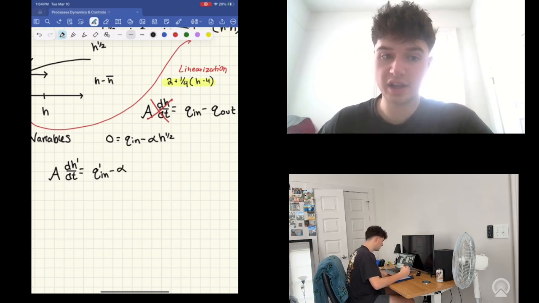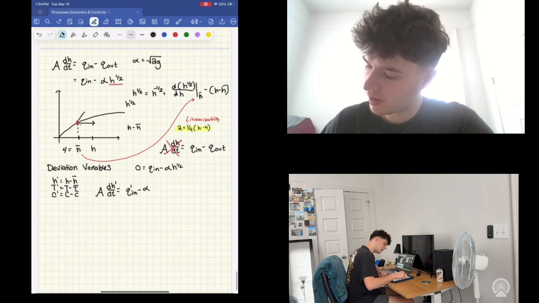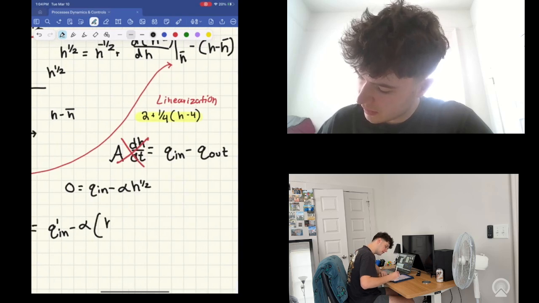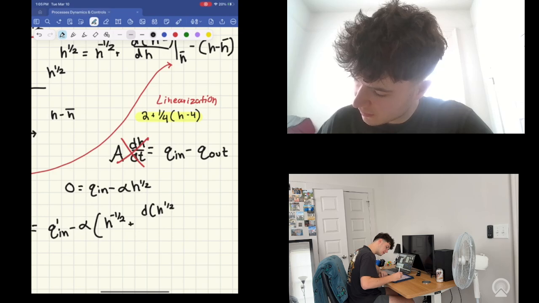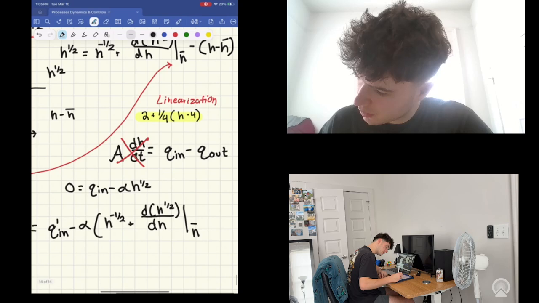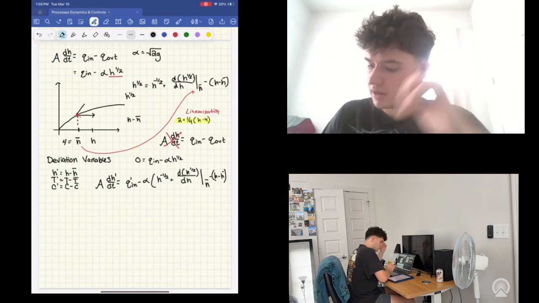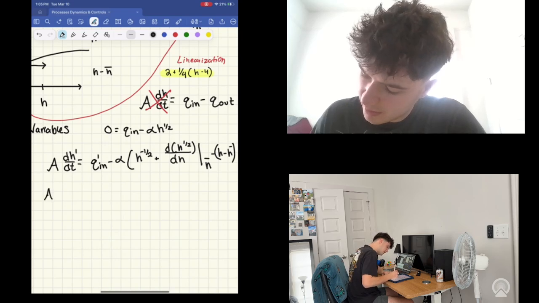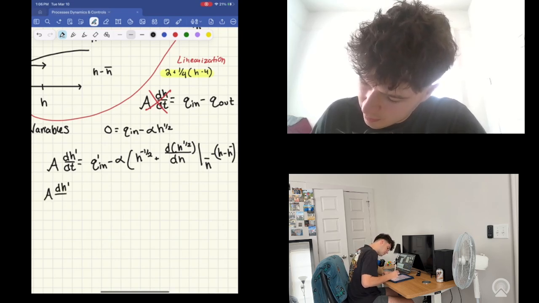And then here we're going to actually sub in the equation that we got all the way up here. So this will be h to the negative 1/2 plus dh to the 1/2, dh bar with respect to h bar minus h bar. So now the final step in this algebraic equation is to say area times dh prime over dt.